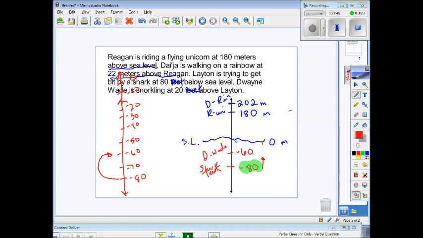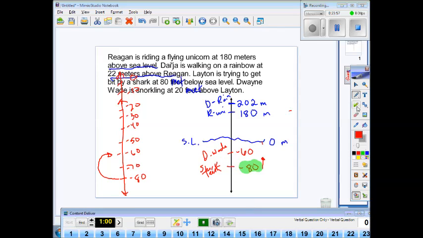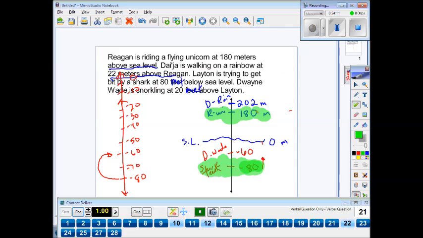Okay? Now, here's my question for all of you. We're going to do this in our clickers, so be ready. I want to know what the vertical distance is between Leighton and the shark and Reagan and the unicorn. So the question was, how far apart are these, basically?